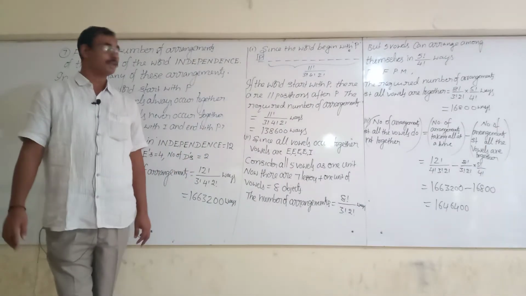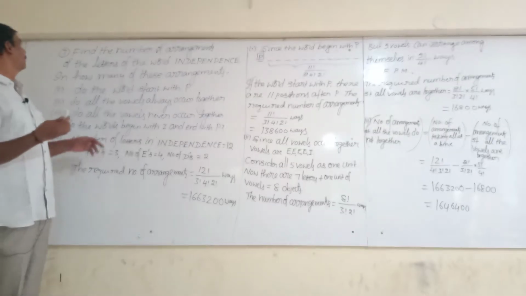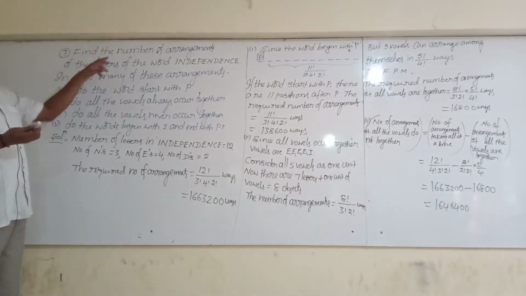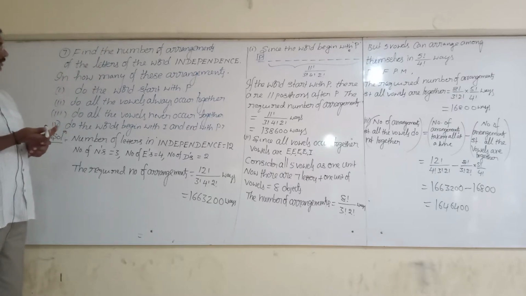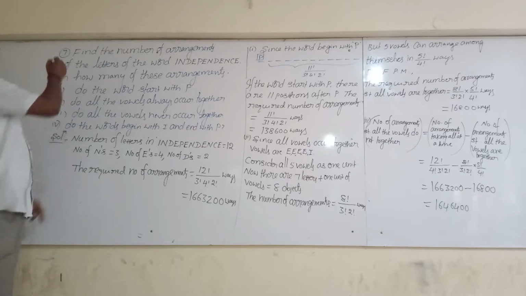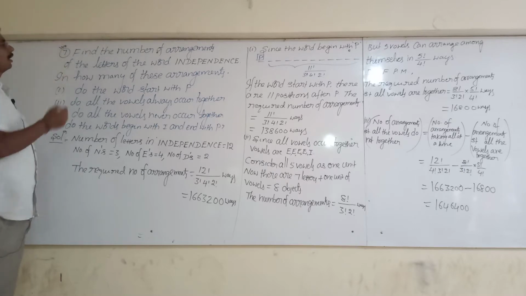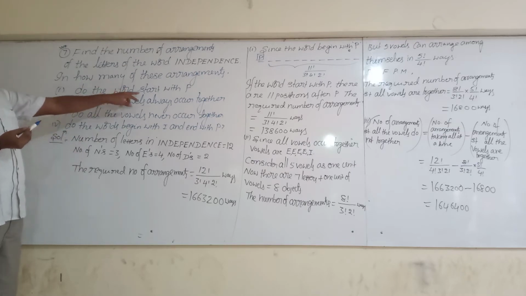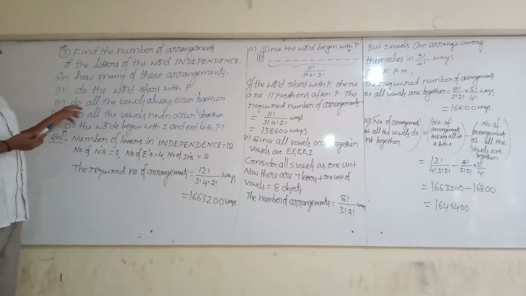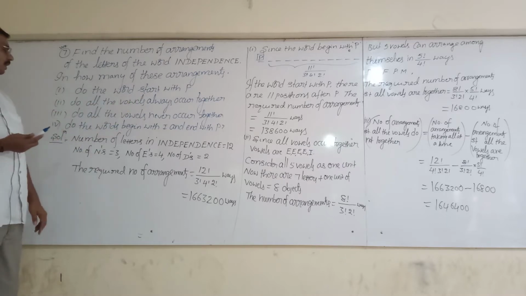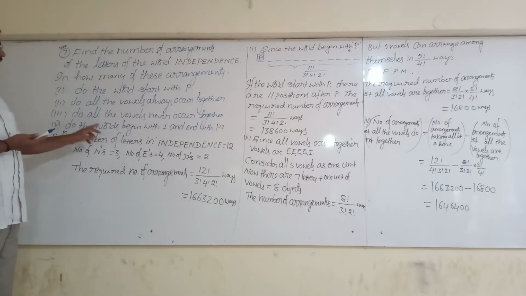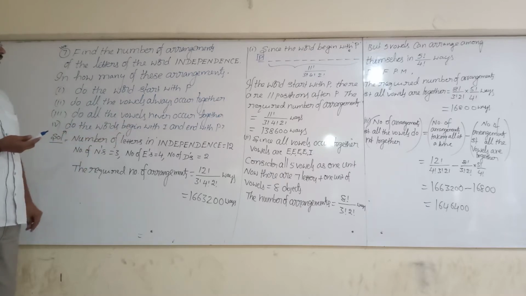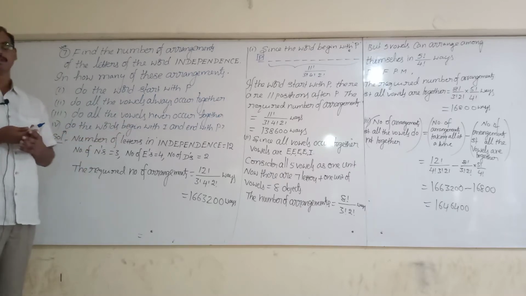And continue the problem number 7. Find the number of arrangements of the letters of the word independence. Very important question, this is for 5 marks. In how many of these arrangements do the words start with P? Do all the vowels always occur together? Third one is, do all the vowels never occur together? Fourth one, do the words begin with I and end with P?